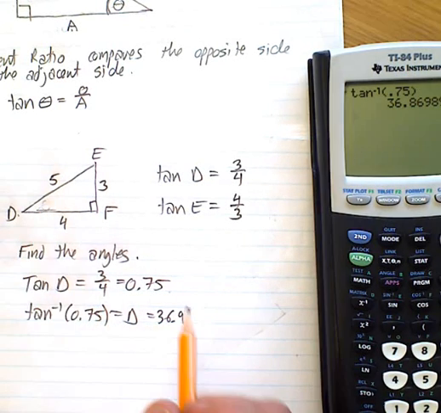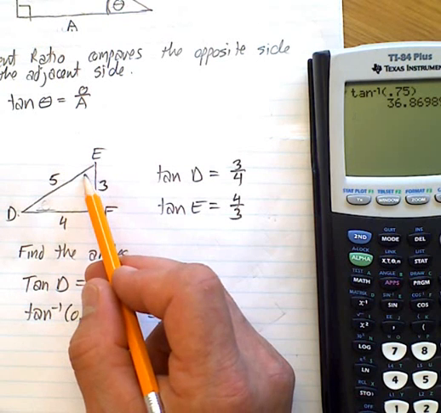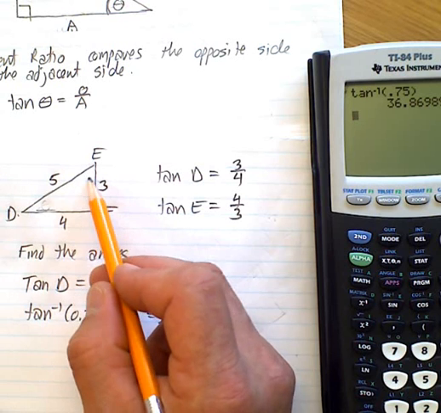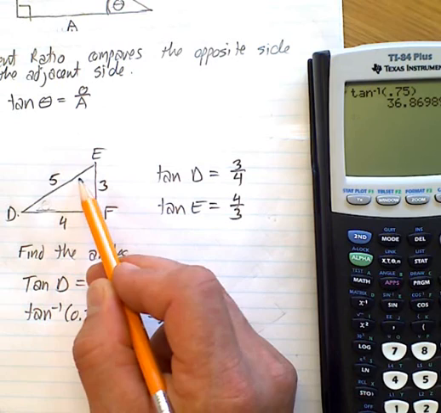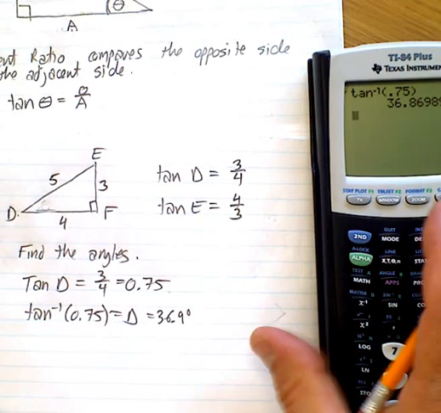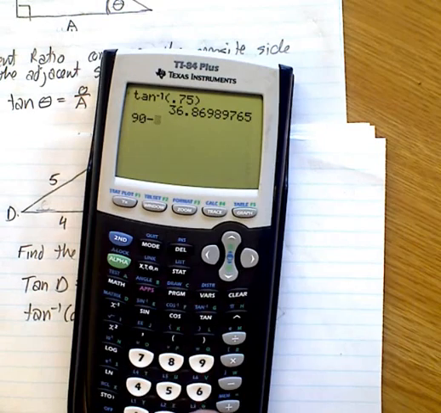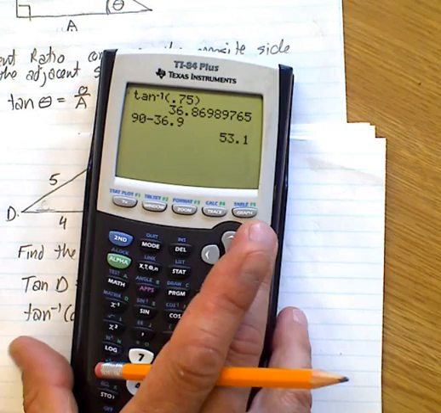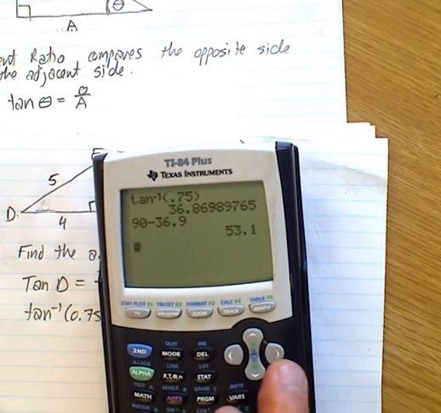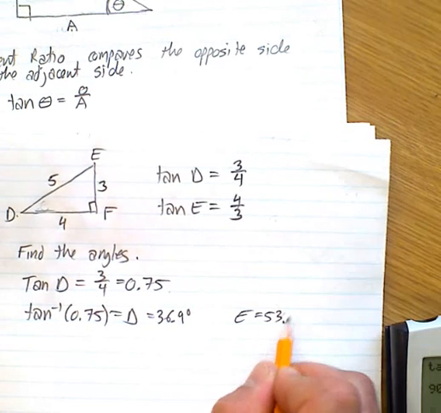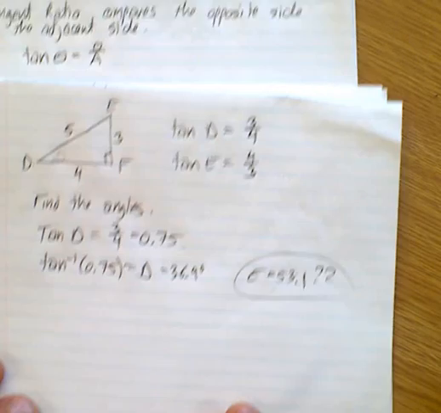Now, if I asked you to find angle E, there are a couple different ways you can do it, right? You know that all three add up to 180. These two add up to 90. So if you go 90 minus 36.9, that means that E should be around 53.1. And now we'll be able to make sure and see if this is right. Is that true? Okay, so let's have a look.